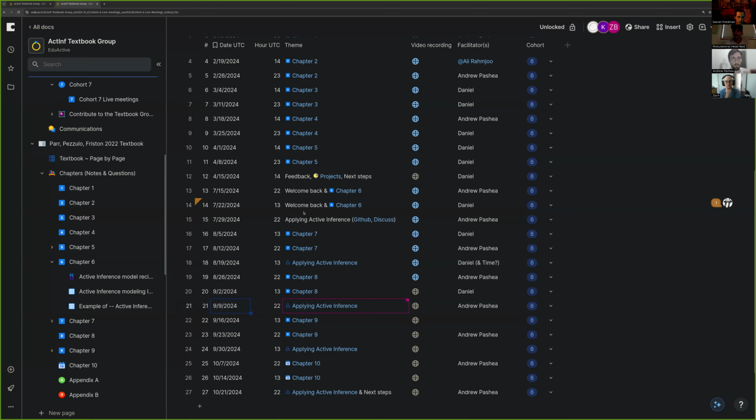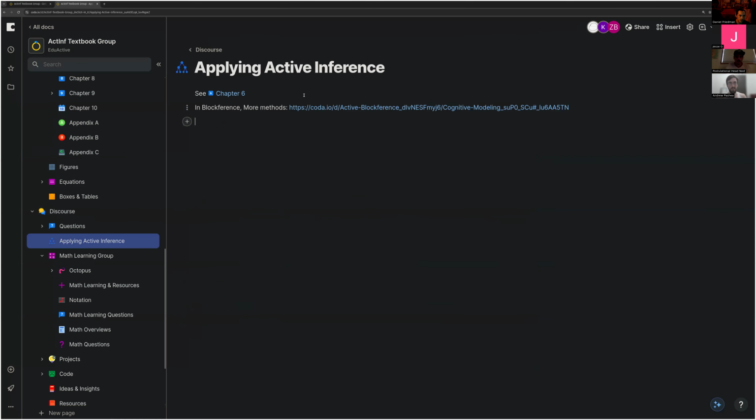Hi everyone. As we just briefly discussed, since today is another session where we are not directly talking about any particular chapter of the textbook, but rather just talking about applying active inference more generally, we agreed that I would spend a little bit of time giving a quick rundown of how to construct an active inference agent.